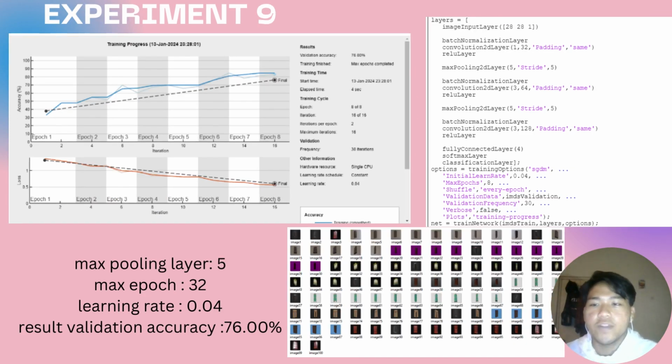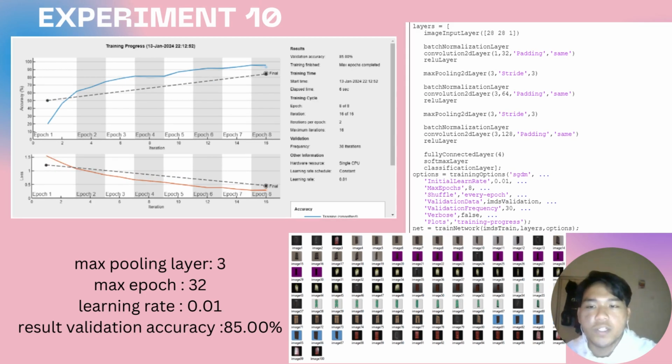Then for experiment 9, the maximum pooling is 5, which is increased from 1 to 5. The maximum epoch is still 32. The learning rate is also increased from 0.01 to 0.04, and the result validation accuracy is 76.00%. So it takes just 4 seconds to complete experiment 9, and the iteration per epoch is 2.